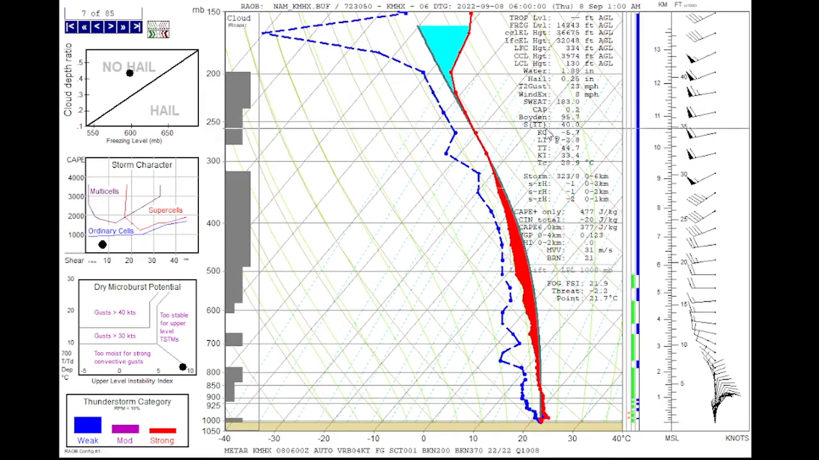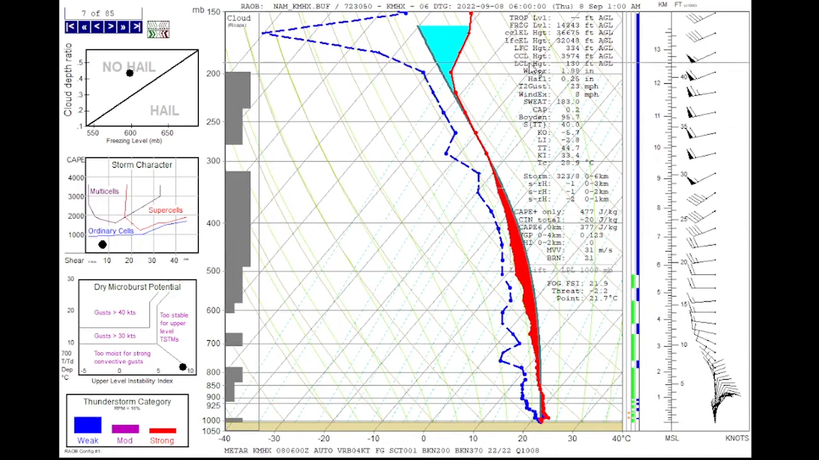The SWEAT index, there's a 183. That's another one we use. 0 to 299, a severe storm's not expected. So if we did get a thunderstorm pop up in this area, then we would not expect anything to be severe.